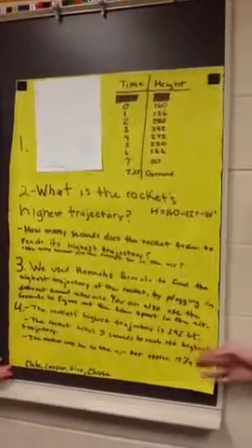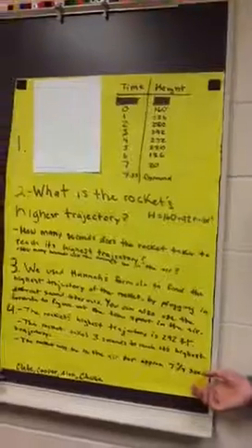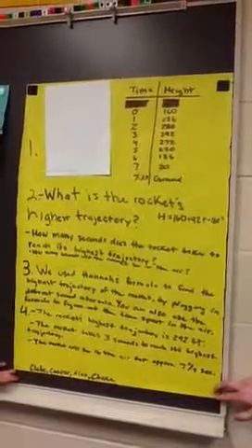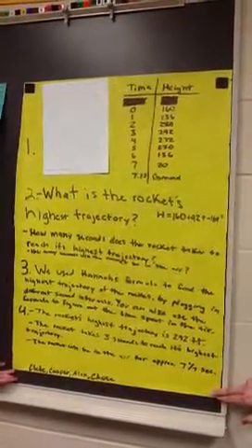And number 3, we used Hannah's formula to find the highest trajectory of the rocket by plugging in the different second intervals. You can also use the formula to figure out the time spent in the air.